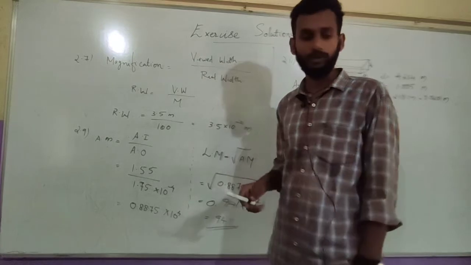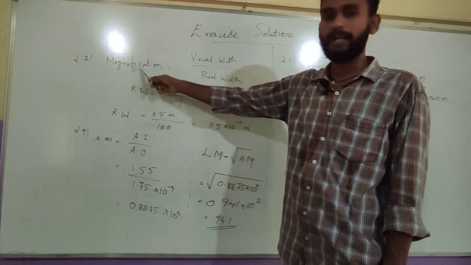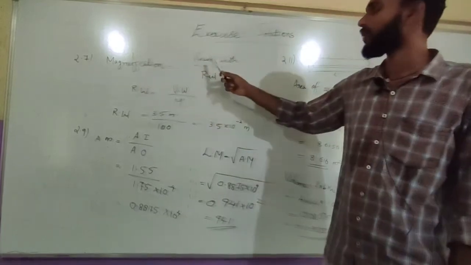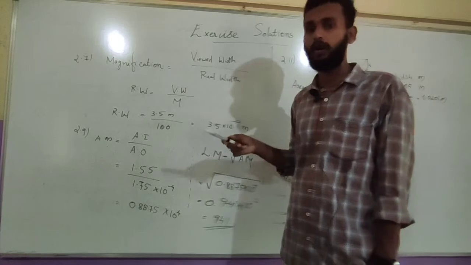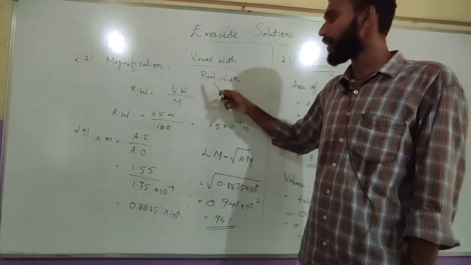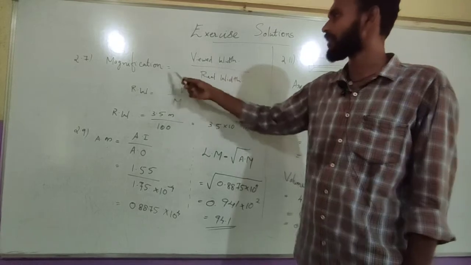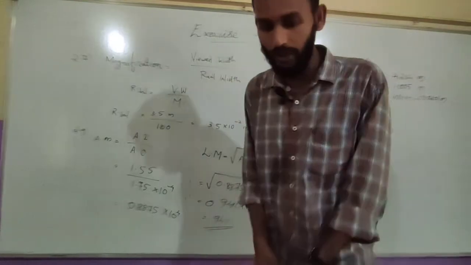So the equation that you have to remember is that magnification is equal to the viewed width, that is the magnified width, whichever width you are observing through the microscope, divided by its real width. So magnification is viewed width divided by real width. Now let us come to 2.8.